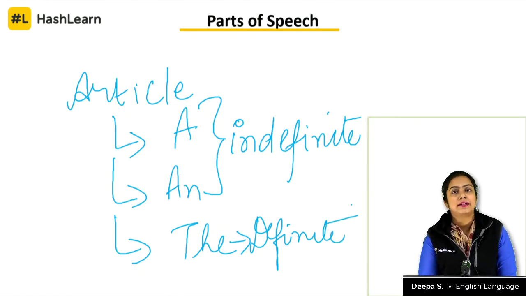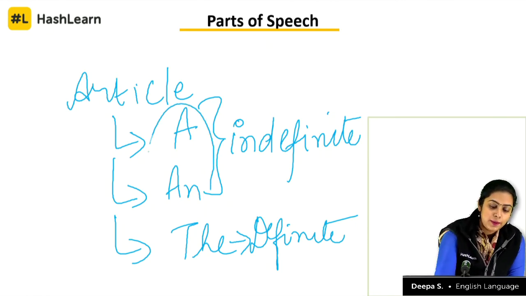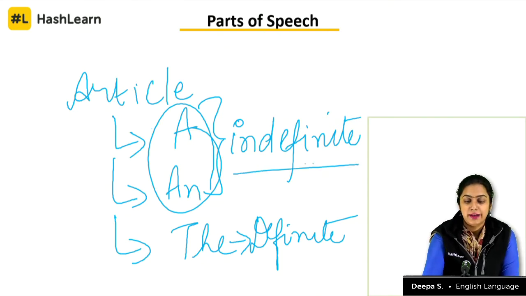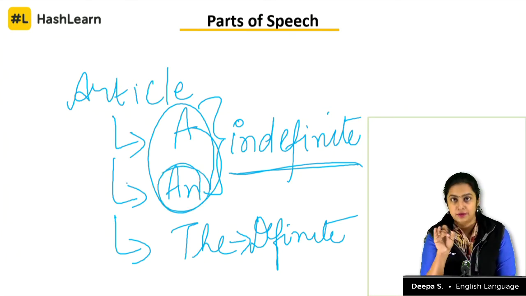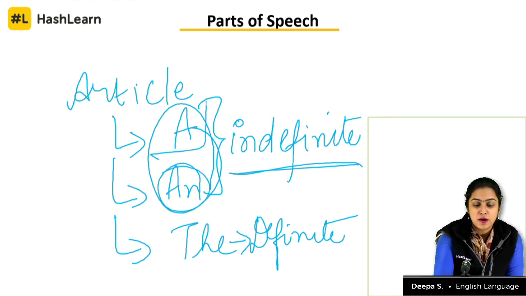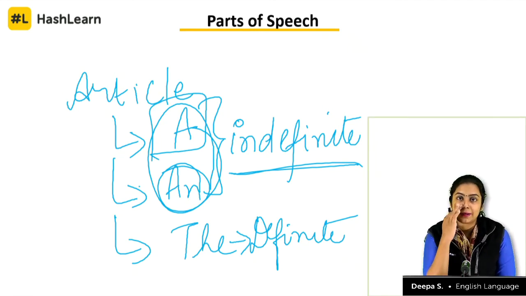Okay, an article: a house, an umbrella. When you place an indefinite article in front of a vowel, it changes to an. For a consonant, you just use a. It is very indefinite.